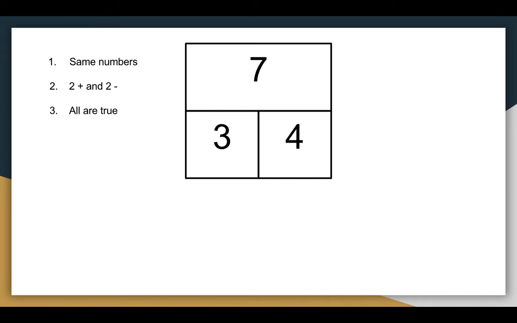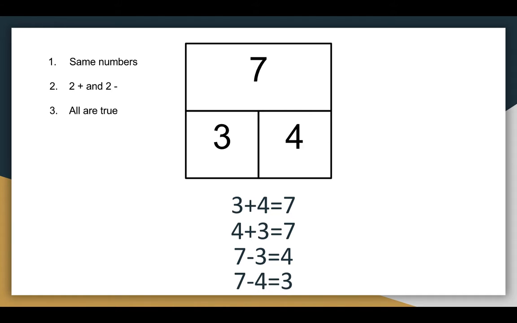All right, hopefully this time you were able to do that as well and use the checklist. If you didn't already, pause again and use that checklist to check, is it the same numbers? Are there 2 addition and 2 subtraction, and are they all true? So here's the equations that I came up with. I always like to start with the addition. That seems easiest for me. So I said 3 plus 4 equals 7. 4 plus 3 equals 7. 7 minus 3 equals 4. And 7 minus 4 equals 3.